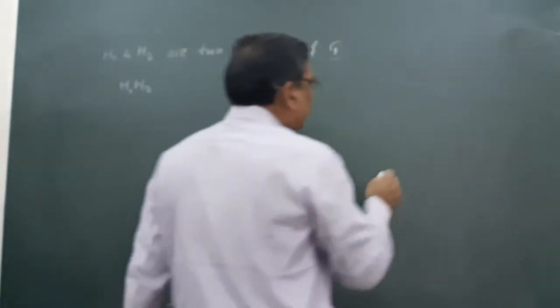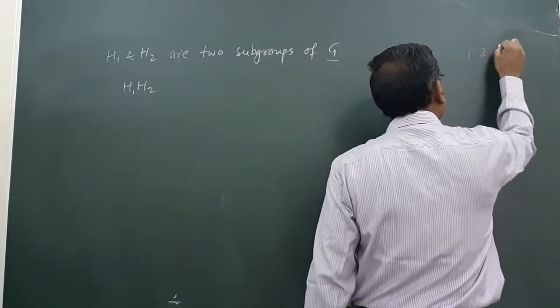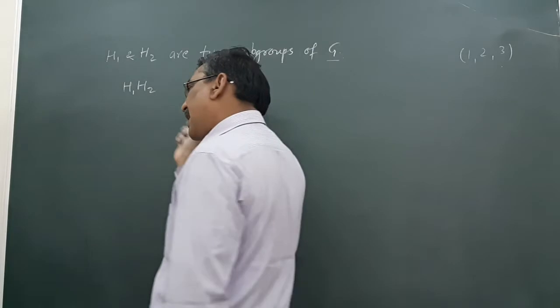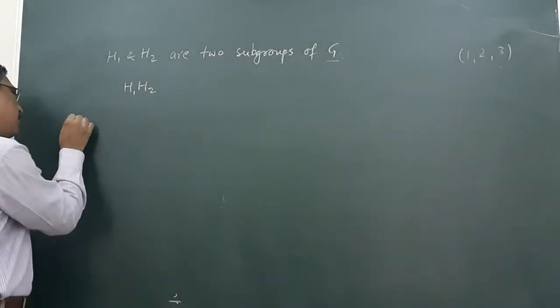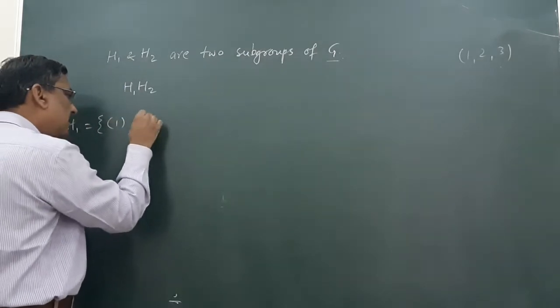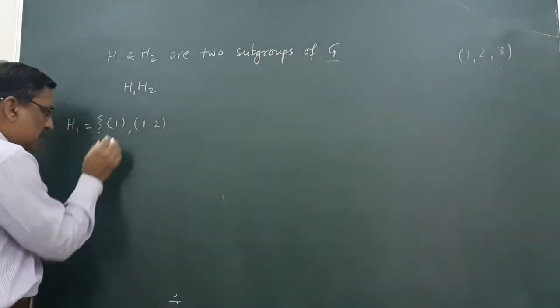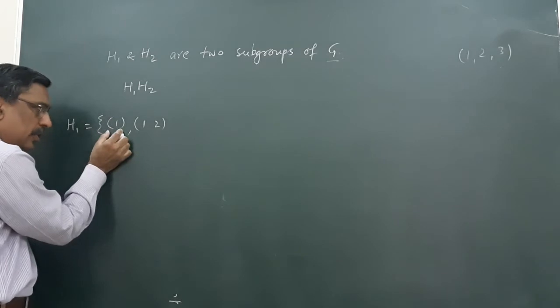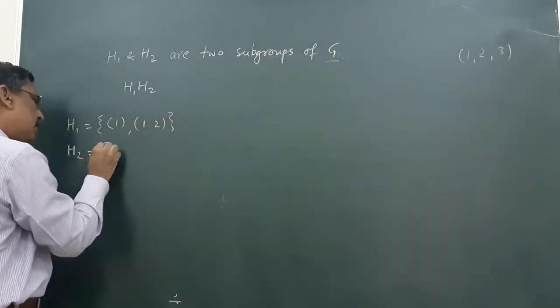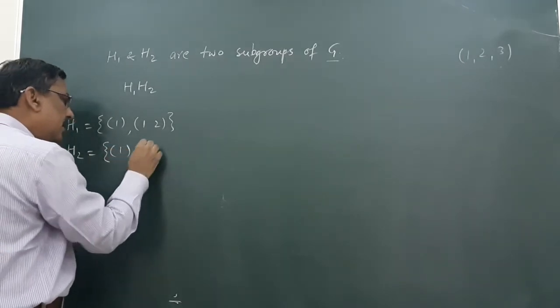G is a group of permutations of three numbers 1, 2, 3, all possible permutations of these. G is a group. And let us take H1 equal to the identity permutation and the permutation (1 2), and H2 equal to the identity and (1 3).